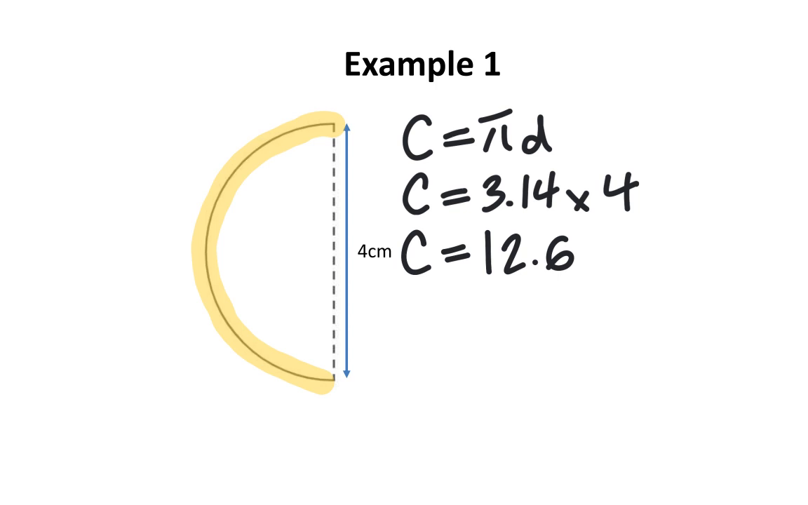However, this is not a full circle. This is a half circle. Therefore, you want to take this circumference and divide it by 2. Therefore, the length of this half circle is actually 6.3 centimeters and not 12.6.